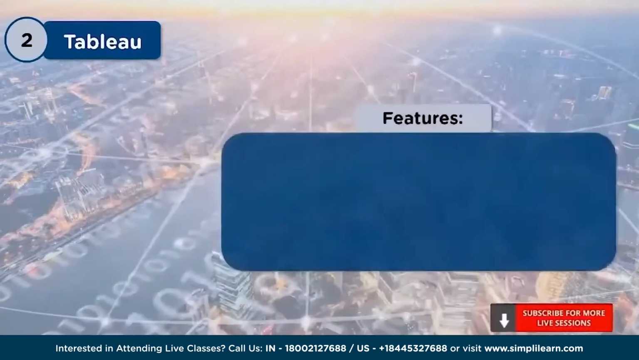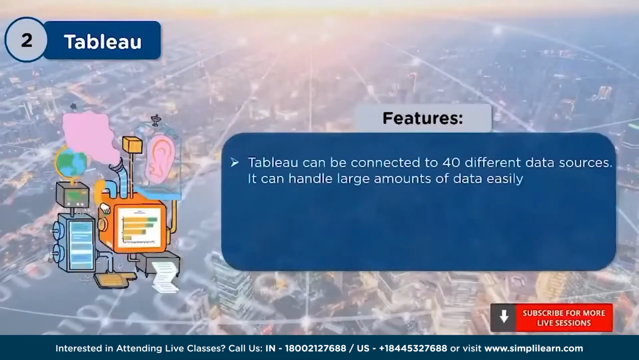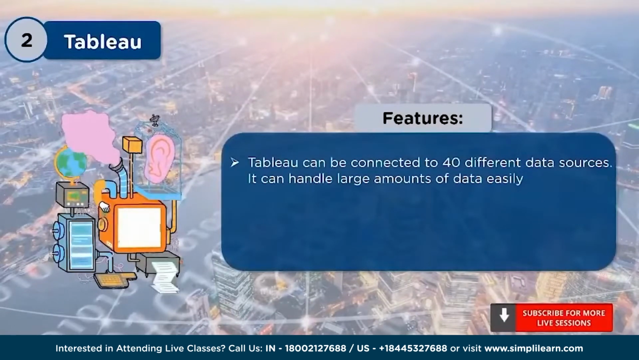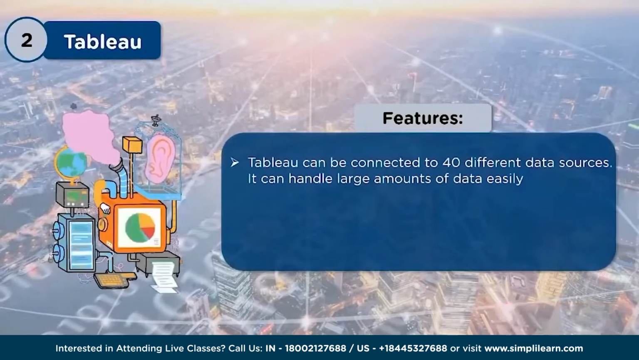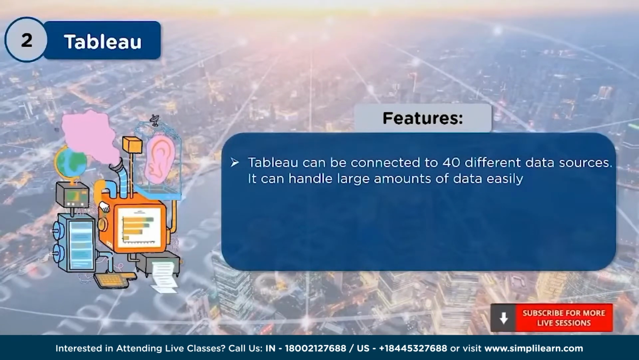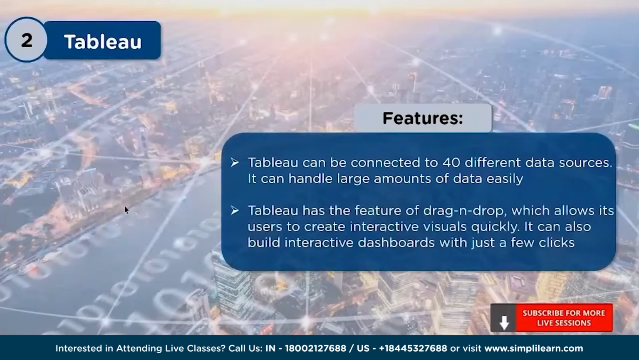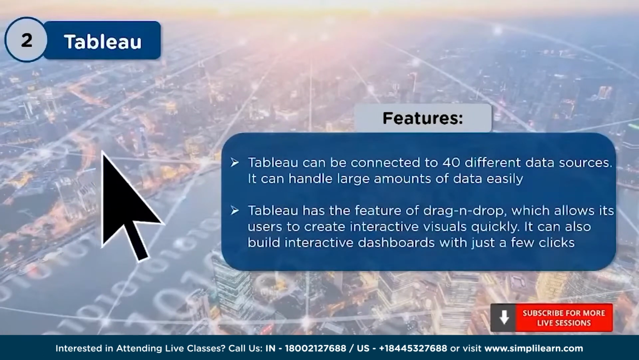Moving on to the features of Tableau. One of the most important features of Tableau is that it can connect to 40 different data sources and handle large amounts of data easily. Some of the data sources are local text files, Microsoft Excel, PDFs, JSON, or databases, and servers like MySQL Server, Microsoft SQL Server, etc. Tableau is an easy-to-use drag-and-drop tool which allows its users to create interactive visuals quickly.